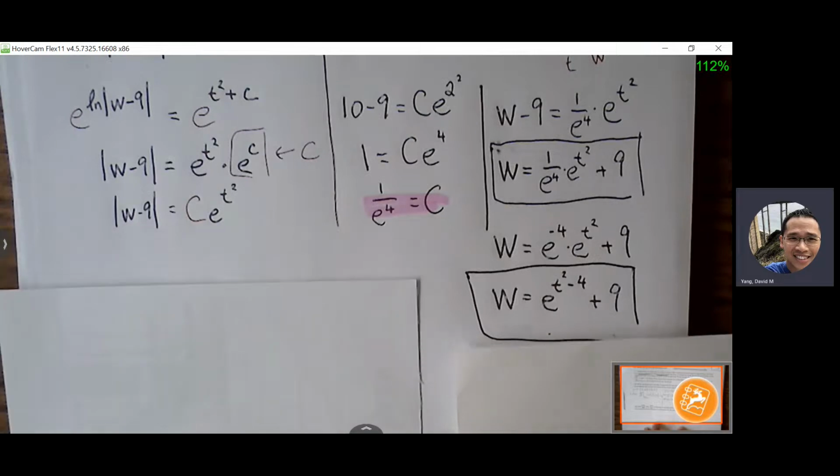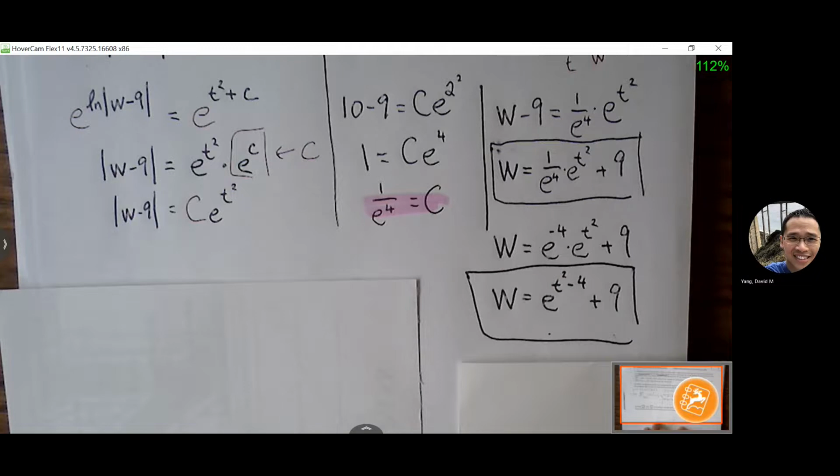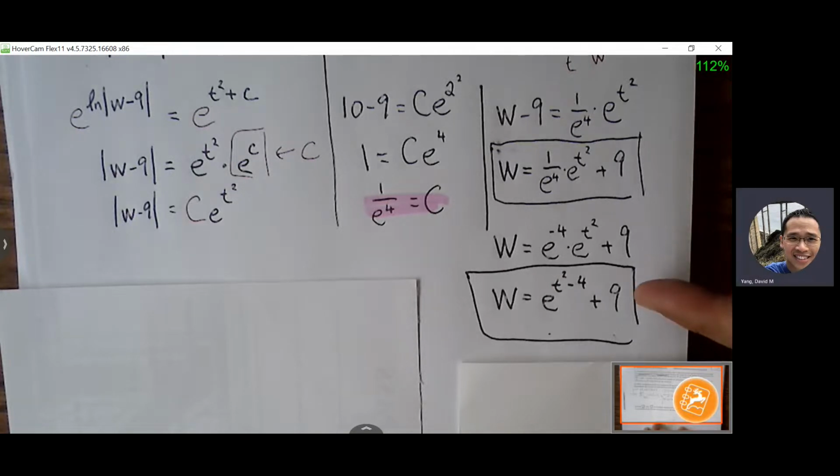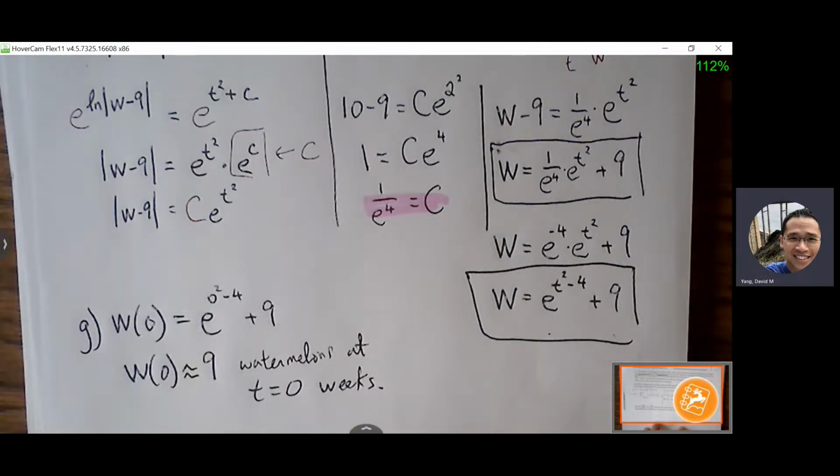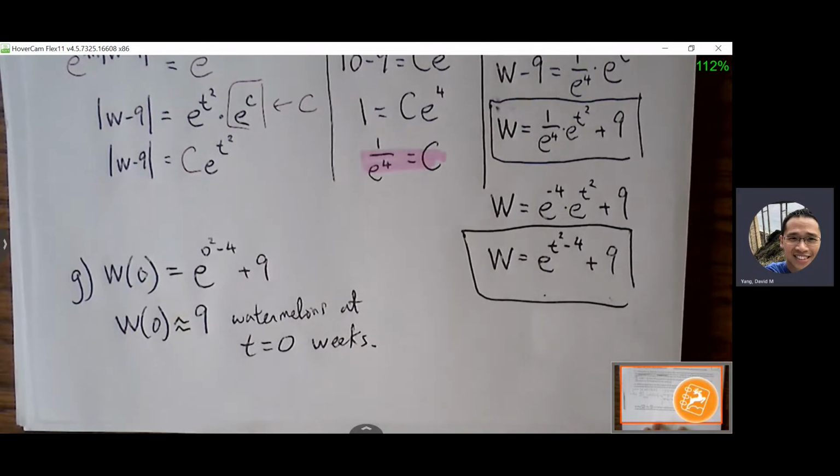Okay, good question though. Part G. Right. Part G is easy. It says for the particular solution, evaluate W of 0 and explain the meaning of W of 0. We know W represents the number of watermelons at a specific week. So I can insert 0 in for T. It's going to give me a decimal value, but we're going to just round to the nearest whole number. W of 0 is closest to 9. So we say that must mean at 0 weeks, we have approximately 9 watermelons in the warehouse.